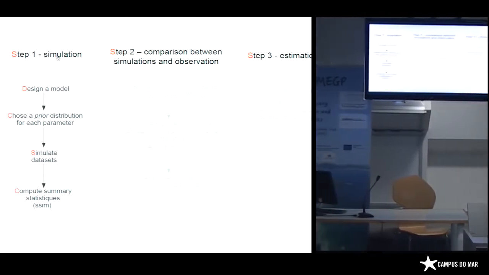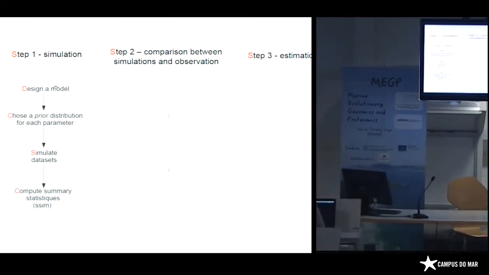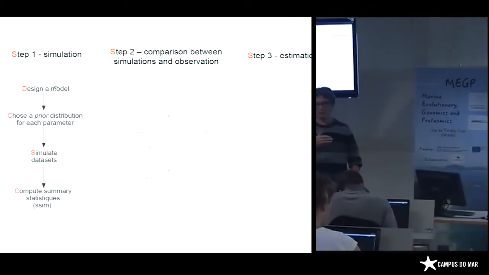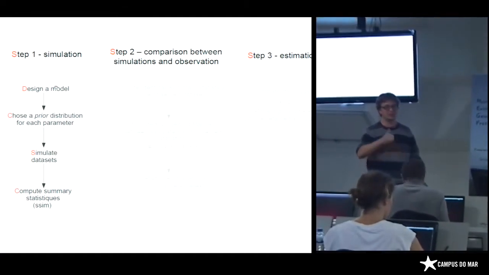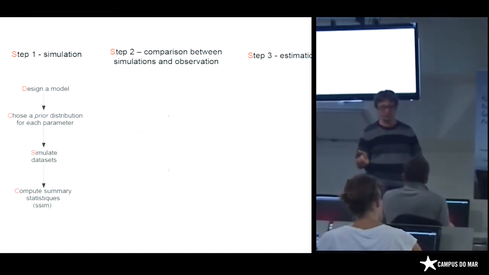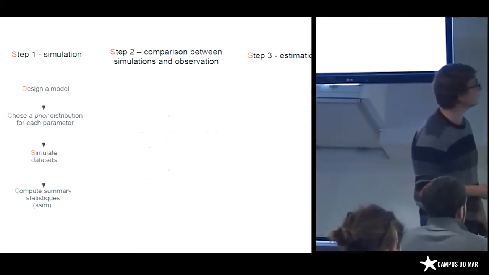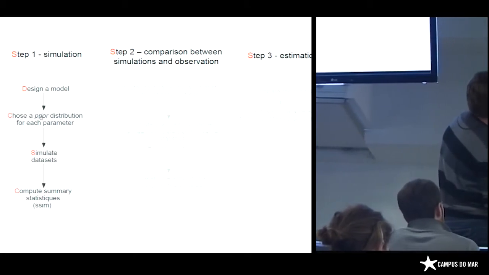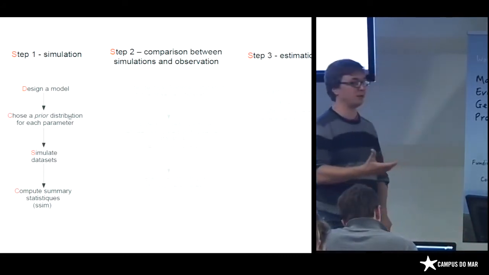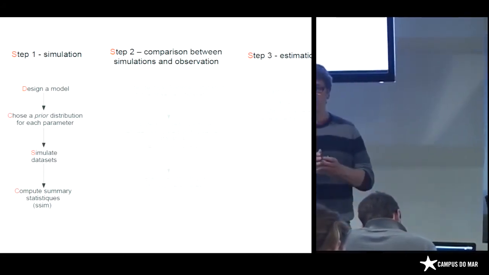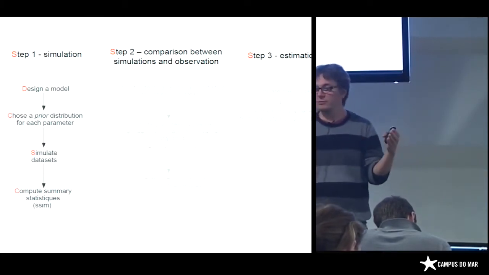Okay, so step 1, simulation. You have to design a model. Today the models are the 4 models I showed you yesterday: isolation without gene flow, isolation with gene flow, secondary contact, or ancient migration. You have to have the distribution of the parameters a priori. Usually these are uniform distributions between 2 extreme values.